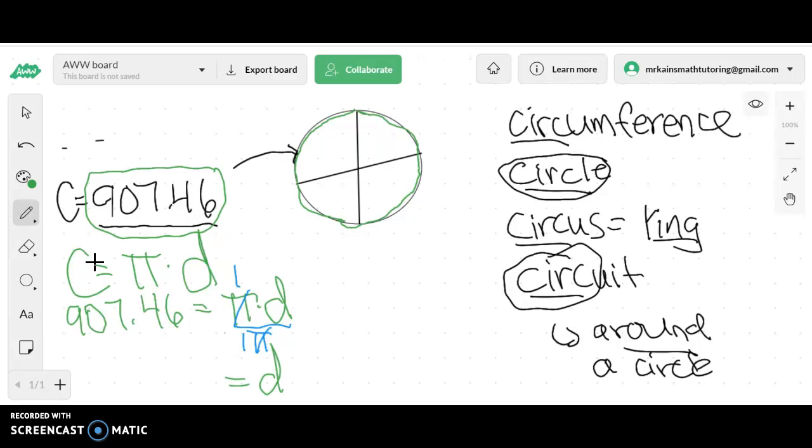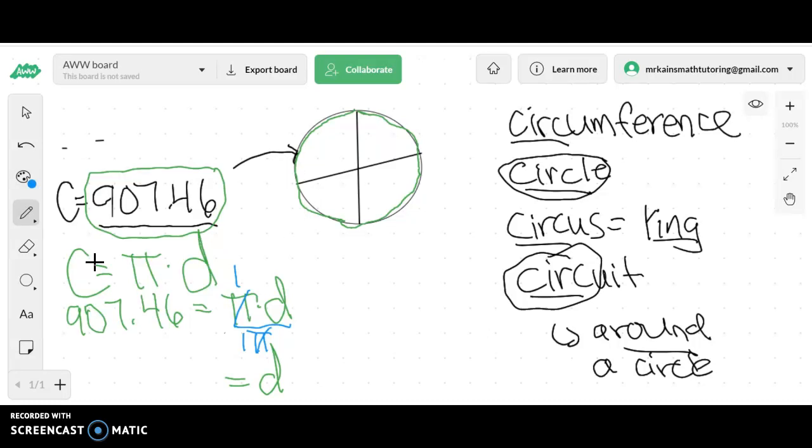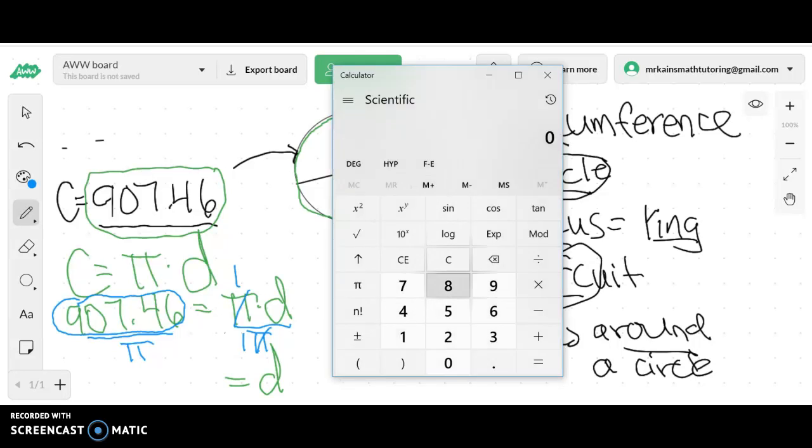But in algebra, anytime we're doing something to our equation, we need to do it to both sides, so we need to divide this side by pi. So if I take this 907.46 and I divide it by pi, I'm going to get my answer. So let's take a calculator. Let's take 907.46 and let's divide it by pi. And it equals.